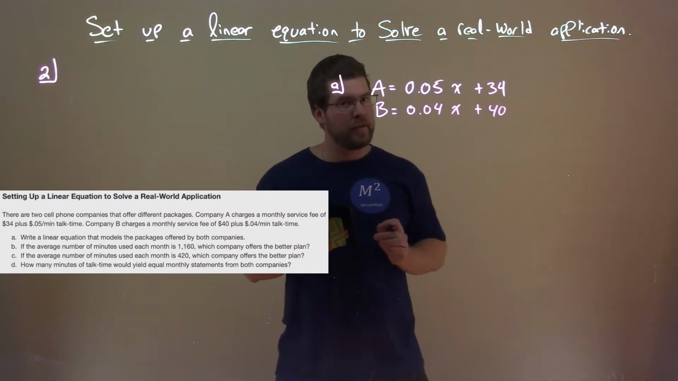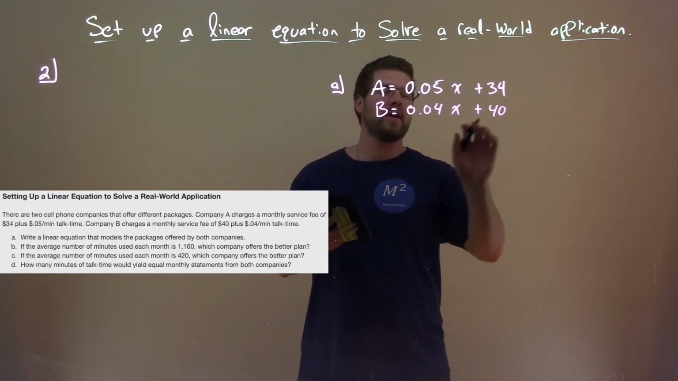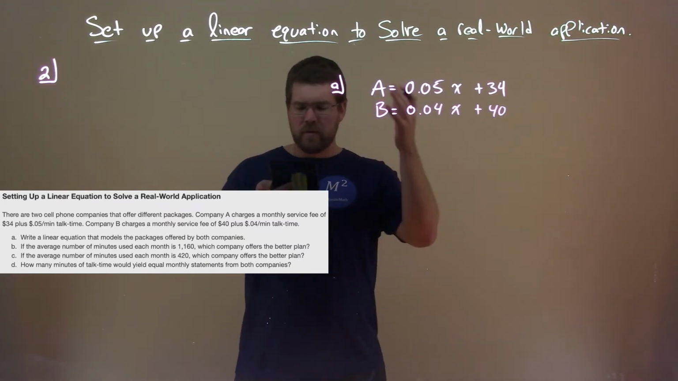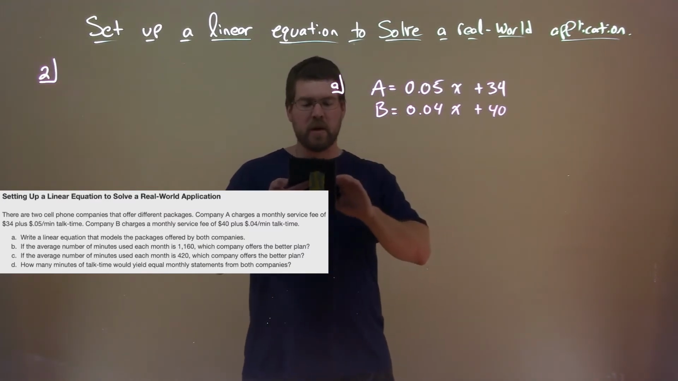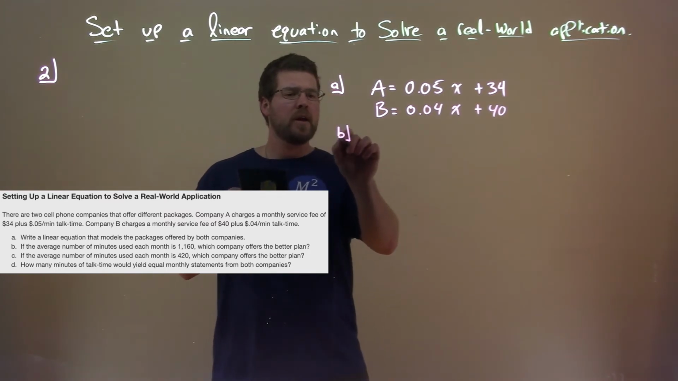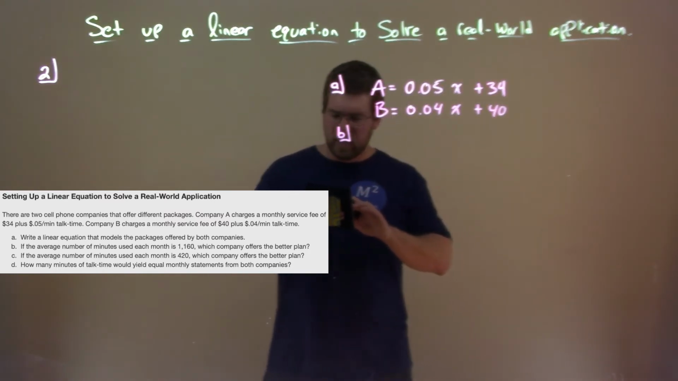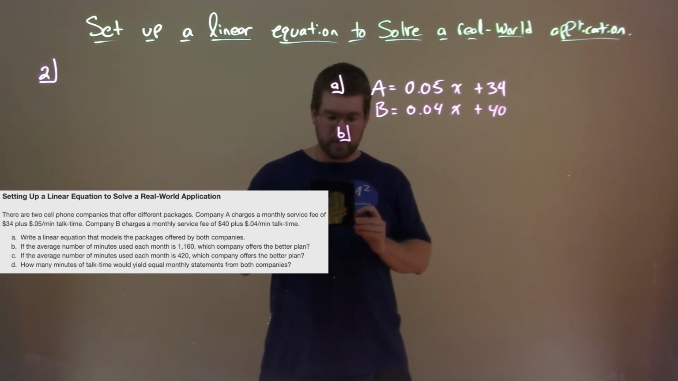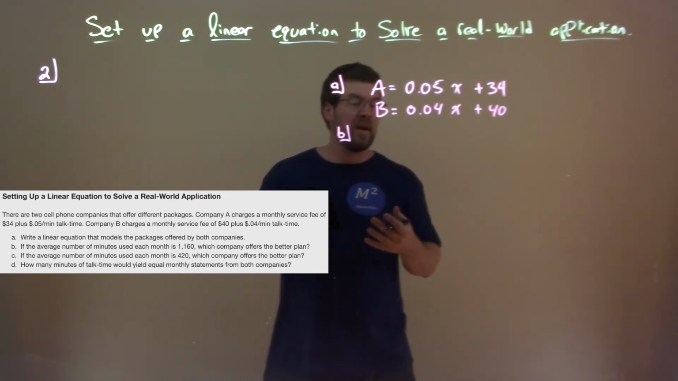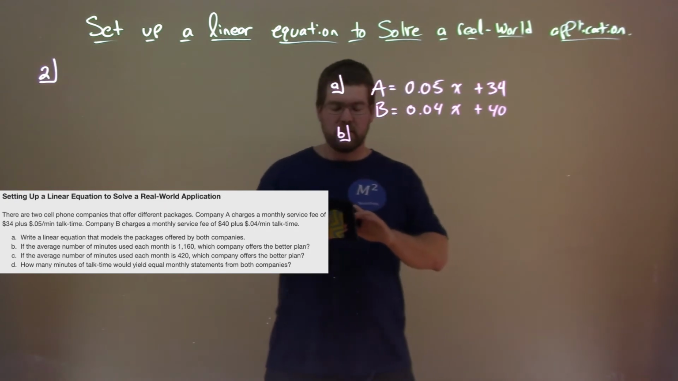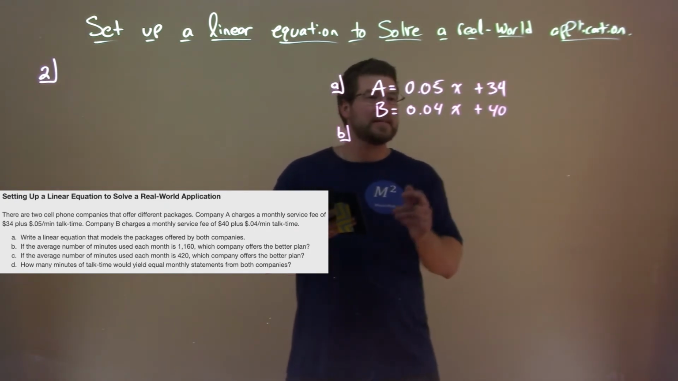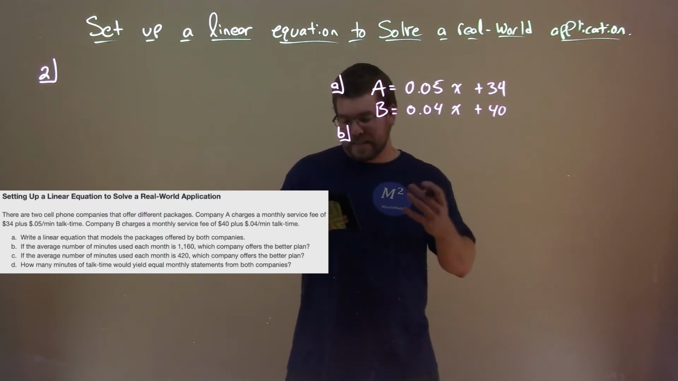B has a lower monthly rate per minute, but they have a higher monthly fee. Okay? So we've modeled both of them with a linear equation. Part B asks us, if the average number of minutes used each month is 1,160, which company offers a better plan? Well, the best way to do that is to plug in that value, 1,160, into X of both of them and see what we get.